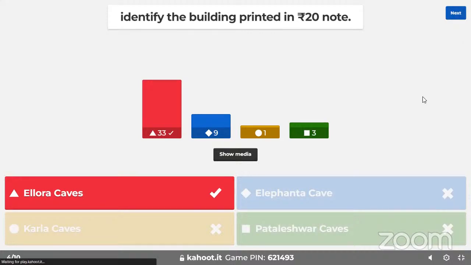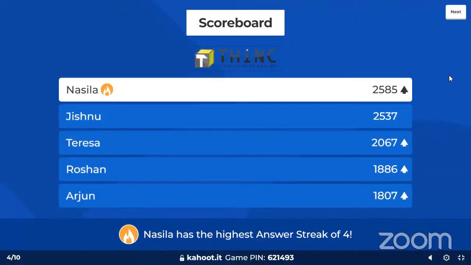Let's see. Here is the point table. Yes, there is a change. Nasila comes to the first position with 2,590 points. Jishnu comes up with 2,541 points on second. Teresa at third. Roshan on fourth, and Arjun on the fifth position. There is also a special mention for Nasila, who has the highest answer streak of 4. I think Nasila has answered all 4 correctly. So congrats Nasla.